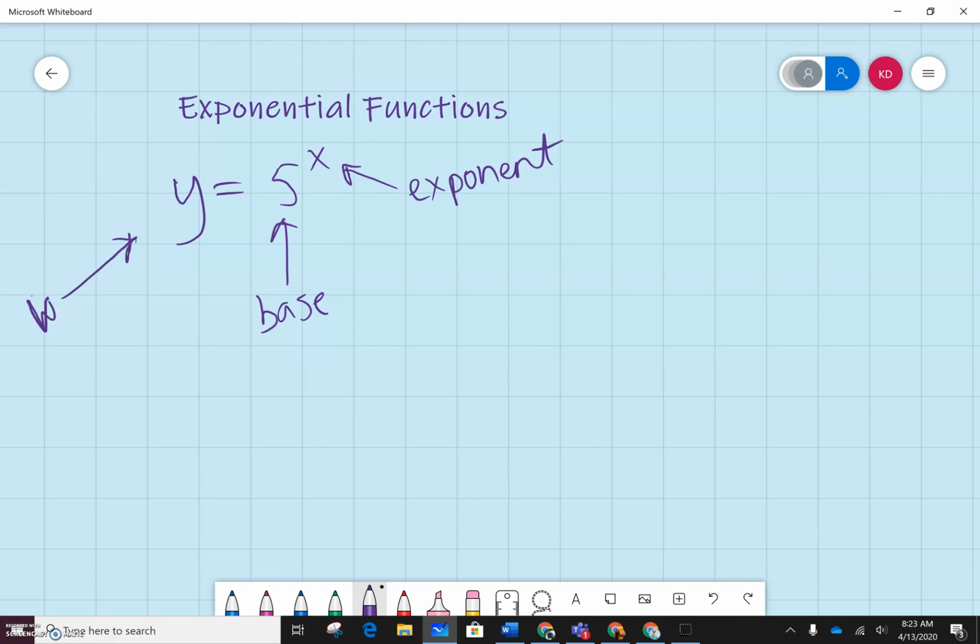Whoops, that's supposed to be a v. That's the value of the function as it changes. Goodness gracious. There we go. Sorry, my handwriting right now is really challenging. Anyway, so that's what each part and piece there is.